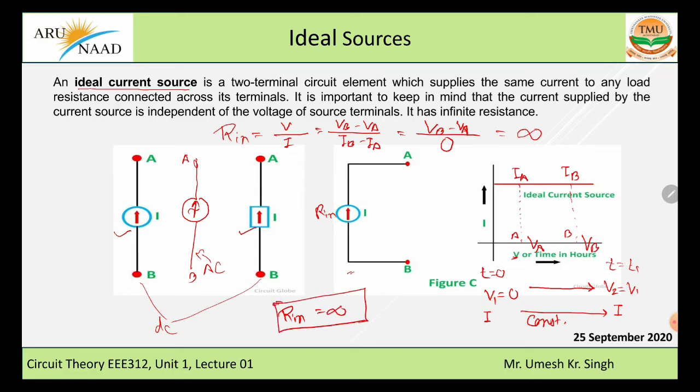And again I will remind you that while solving the Thevenin, Norton and maximum power transfer theorems and calculating the internal resistances, what we do is open circuit the current sources. If we have A and B points, we open circuit. Open circuit means no current can flow through this. So I equals 0 and R equals infinity.